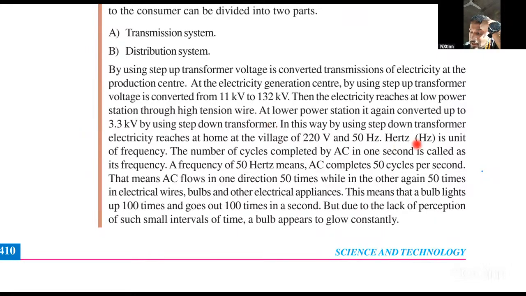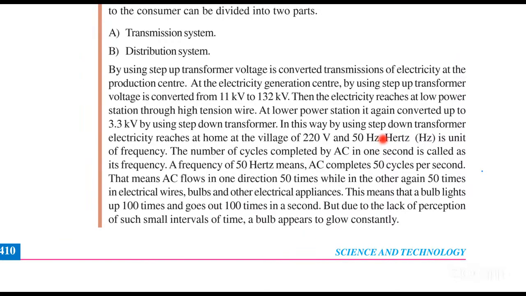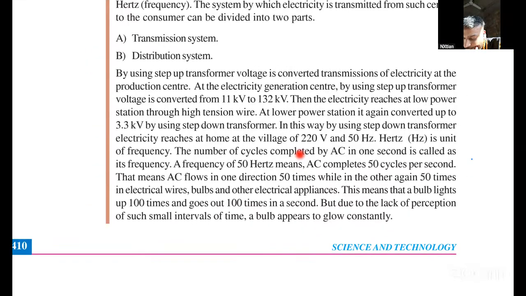Hertz is the unit of frequency. The number of cycles completed by AC in 1 second is called its frequency. A frequency of 50 Hz means AC completes 50 cycles per second. That means AC flows in one direction 50 times, while in the other again 50 times in electrical wires, bulbs, and other electrical appliances. This means that a bulb lights up 100 times and goes out 100 times in a second. But due to the lack of perception of such small intervals of time, a bulb appears to glow constantly. So this I discussed.